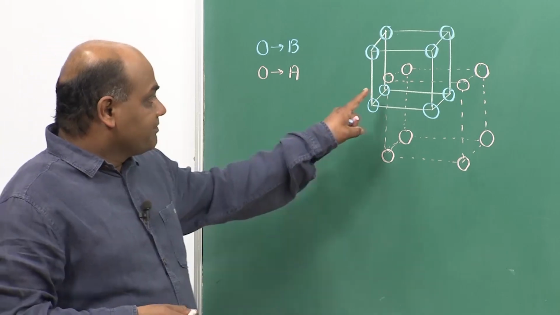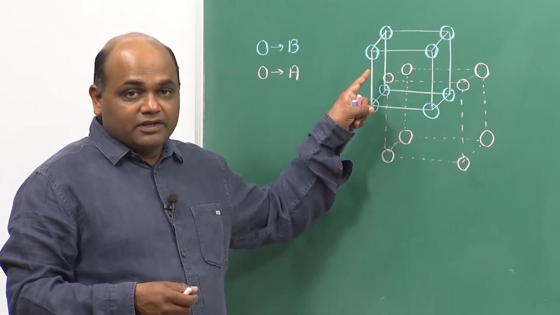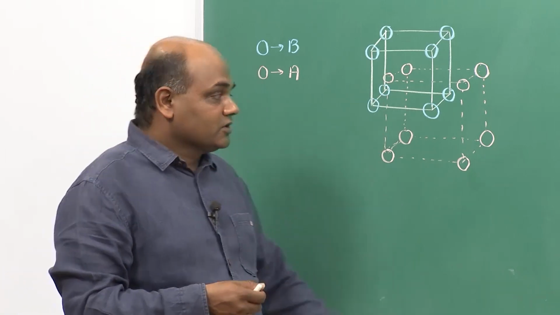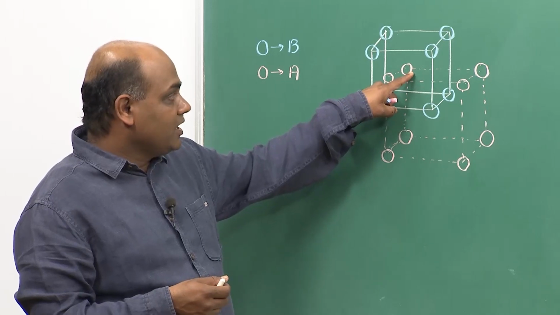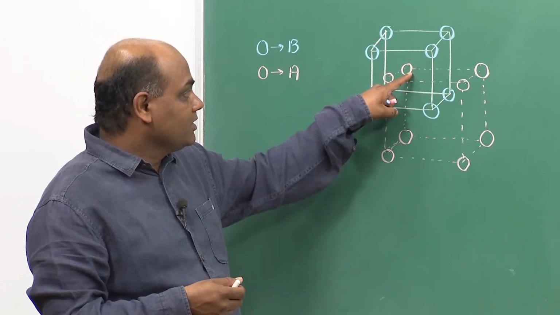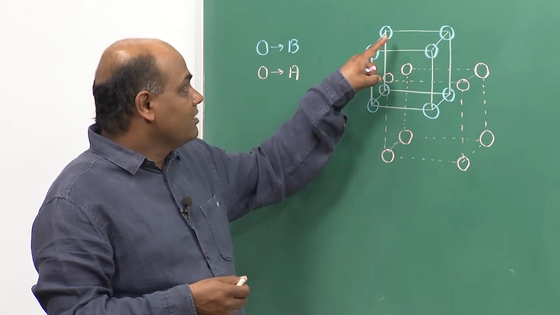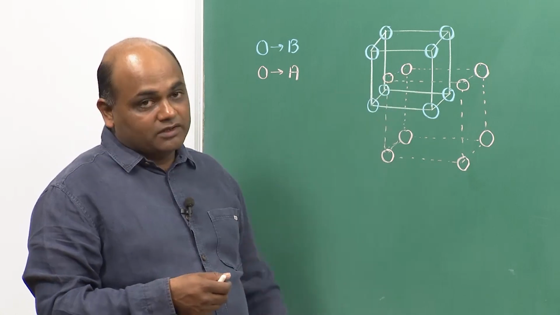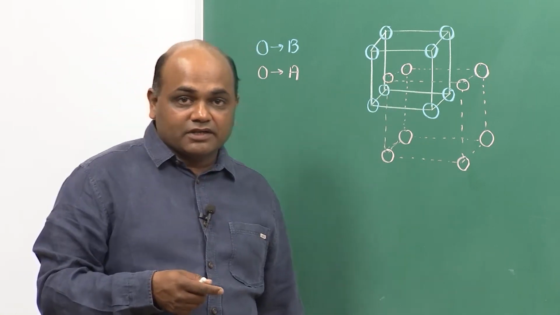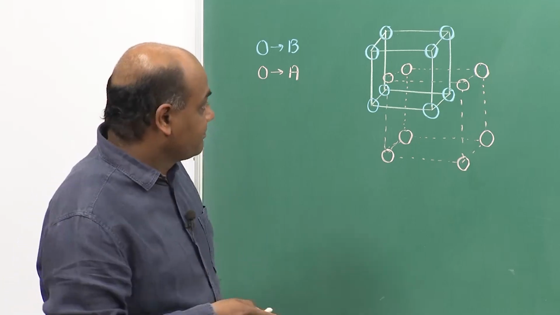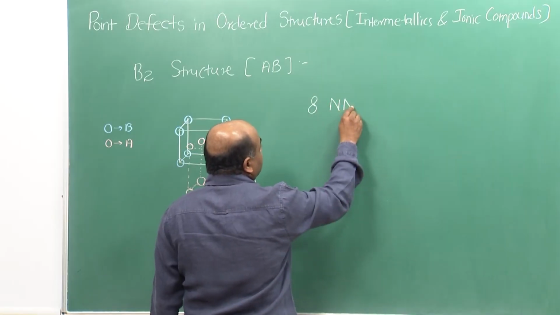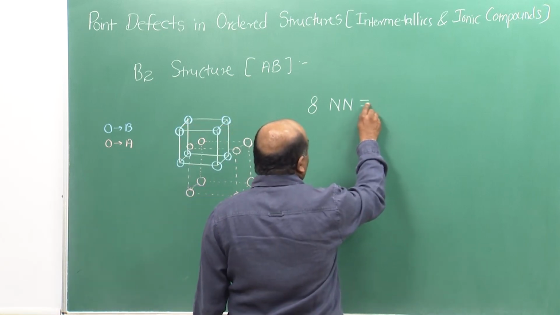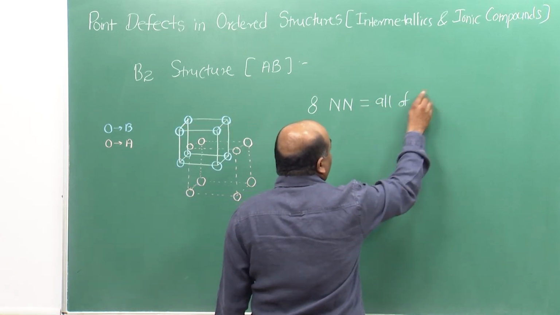You can see in the B2 structure there are 8 nearest neighbors to any atom. If you consider this atom A located at the body center of this cube, you can see 8 B atoms at the corners, which are the nearest neighbors of A. So, all the nearest neighbors are of a different type. So, 8 nearest neighbor atoms, let us denote nearest neighbor as double N, all of different types.